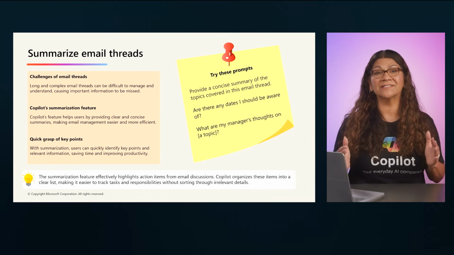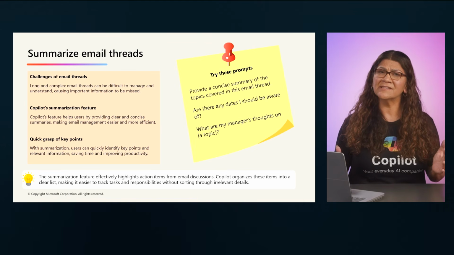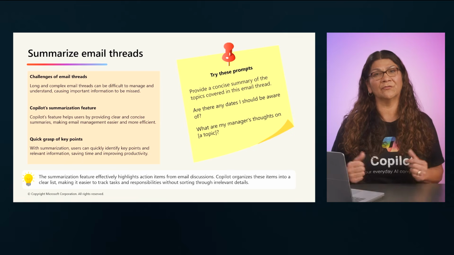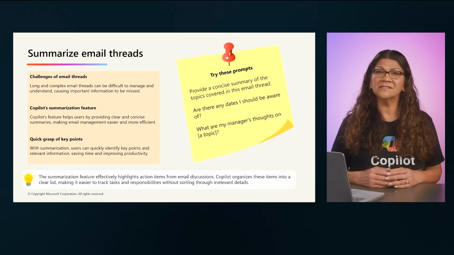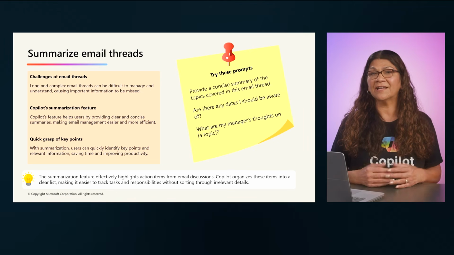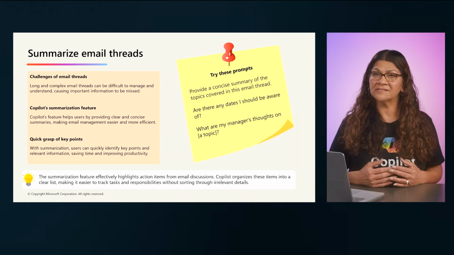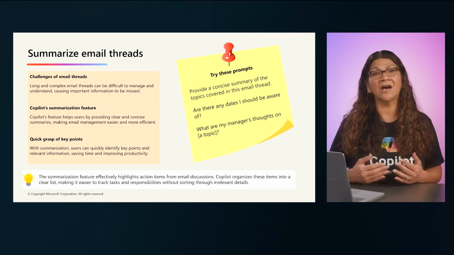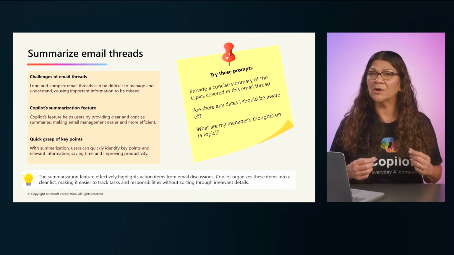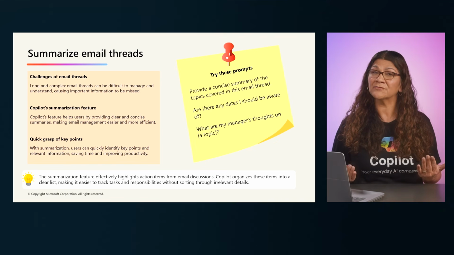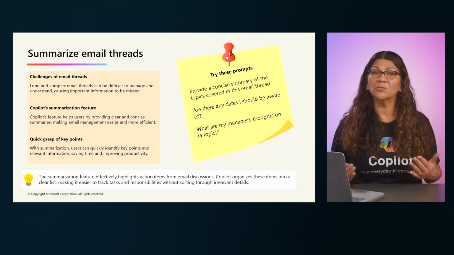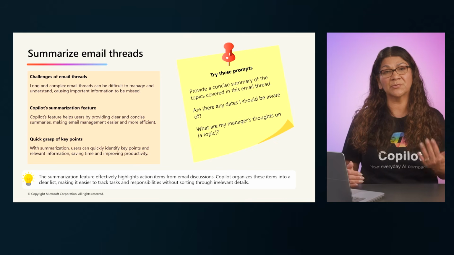Copilot in Outlook makes long, complex email threads easy to manage by summarizing them into clear, concise overviews that surface what really matters. Instead of scrolling through dozens of replies, Copilot highlights key points, important dates, decisions, and action items, helping you quickly understand the context and stay focused on what requires your attention. With simple prompts, you can ask for topic summaries, deadlines to watch, or even a specific stakeholder's perspective.